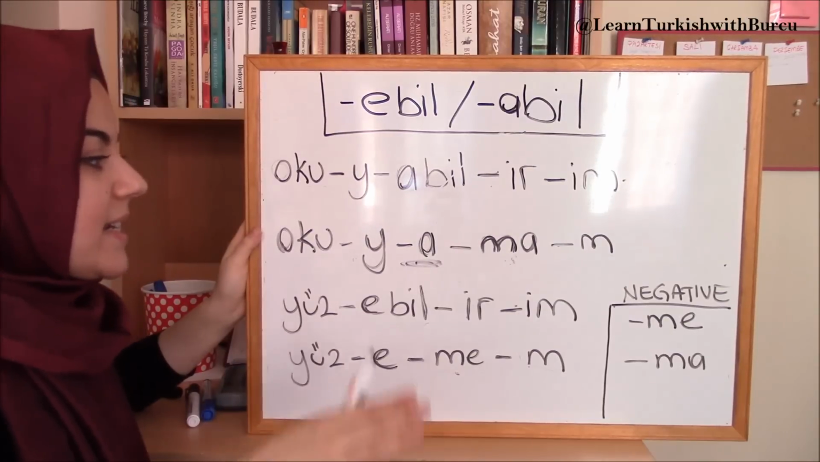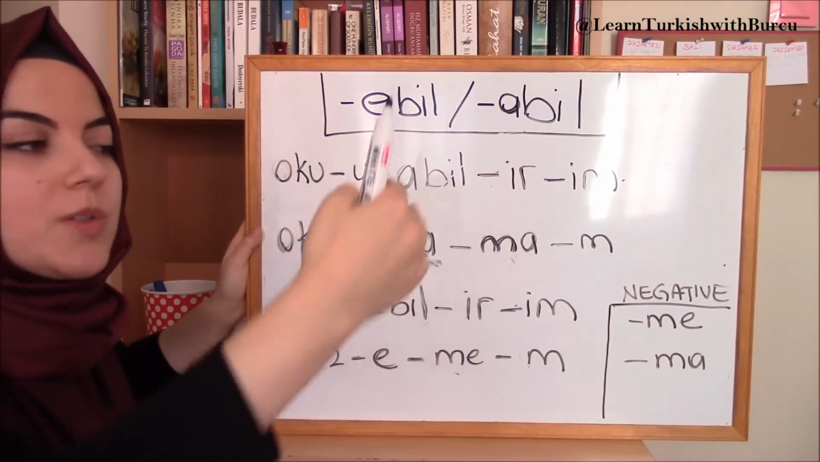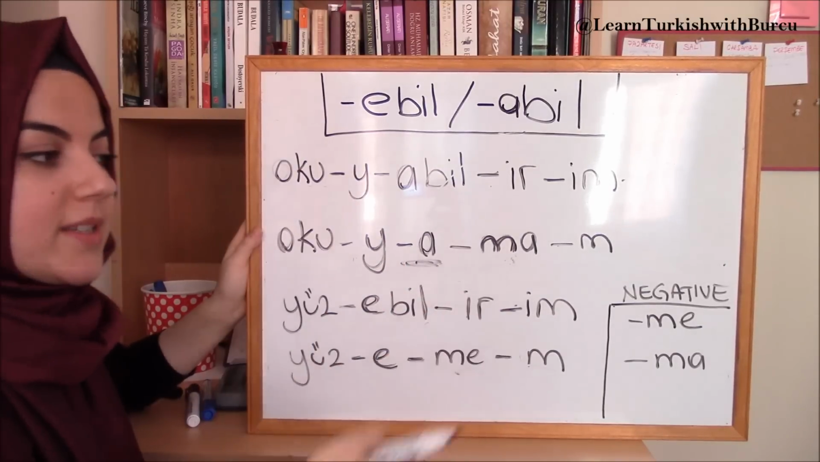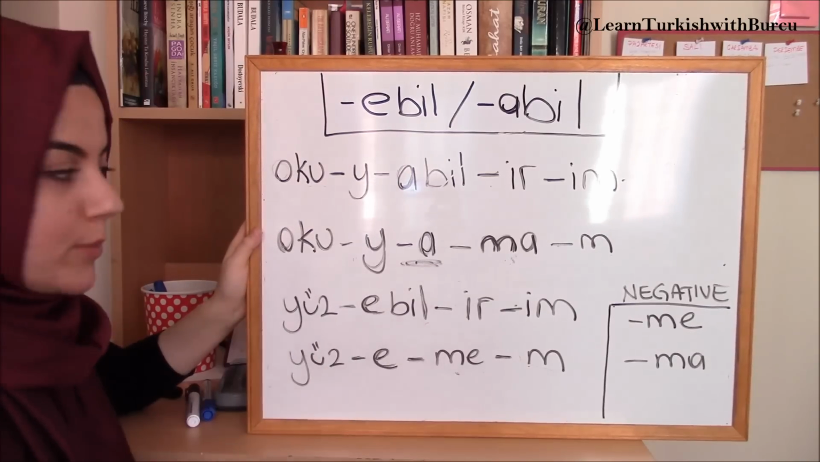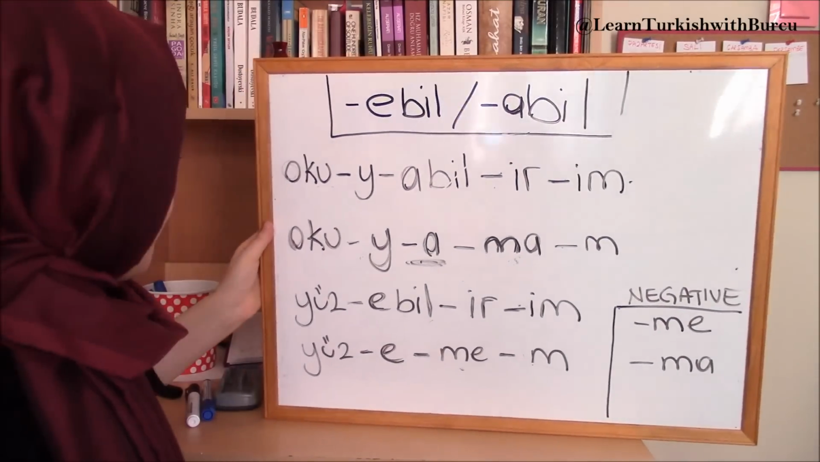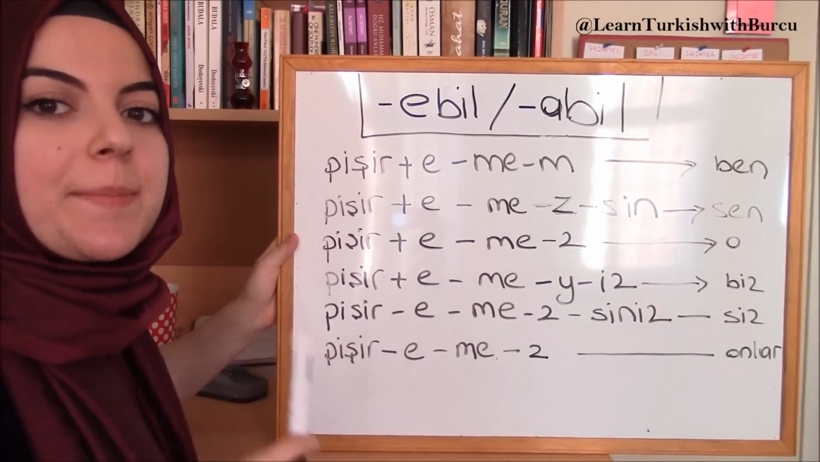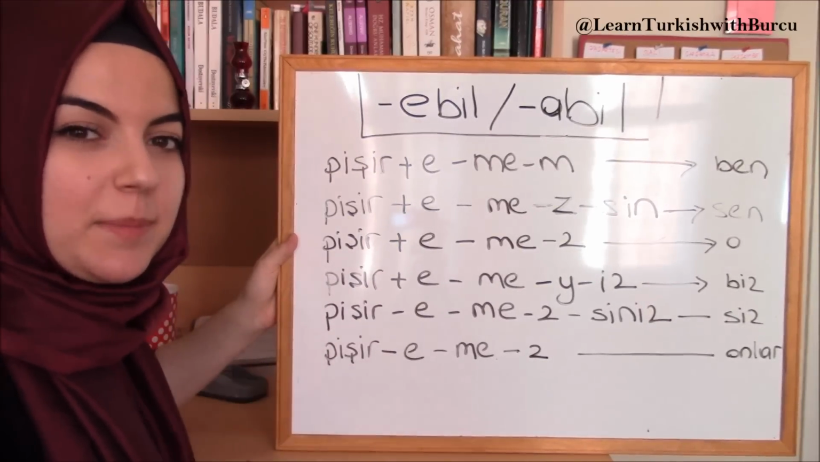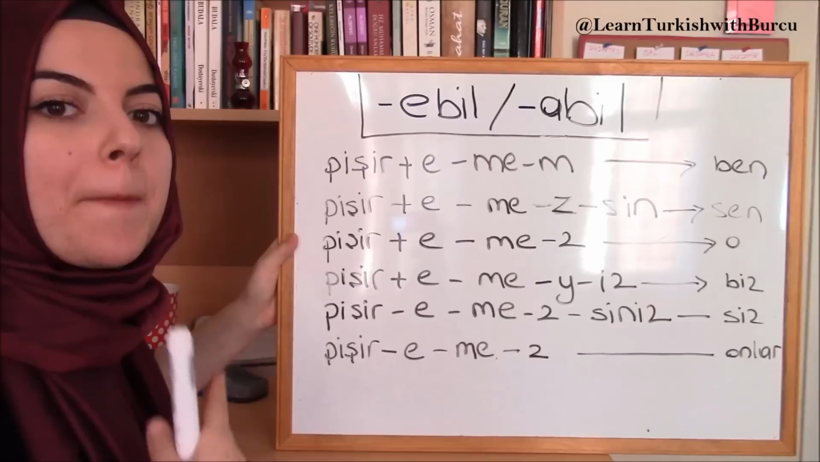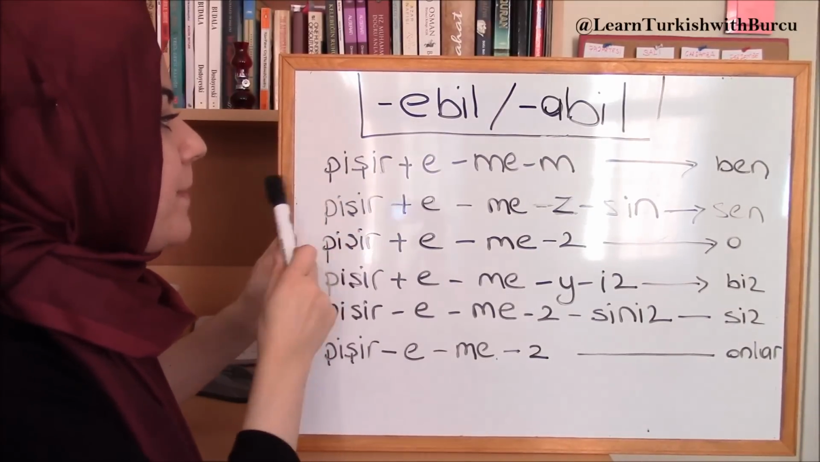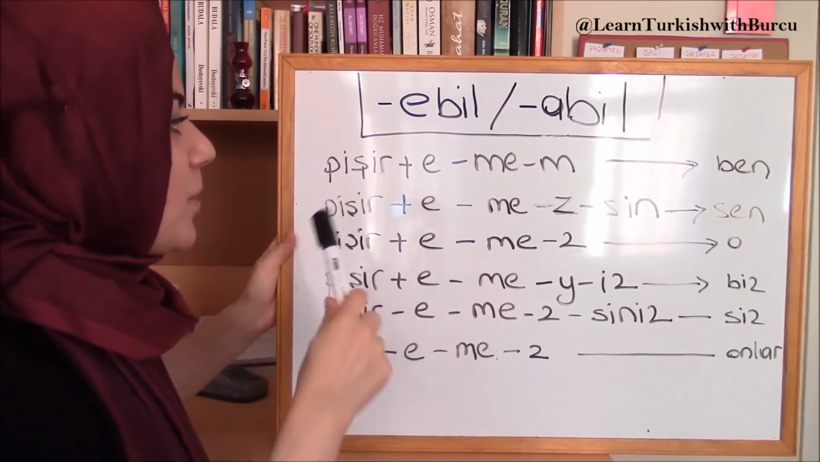Now let's see the same thing with the other persons, for example, second person, third person, and the plural forms. Okay, let's see them now. Now I have chosen a new verb. It is pişirmek. It means to cook. So we have the root pişir.